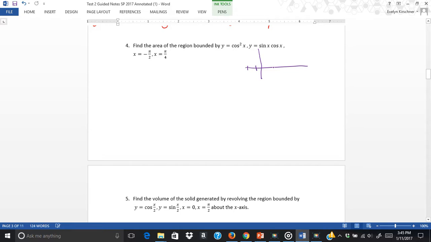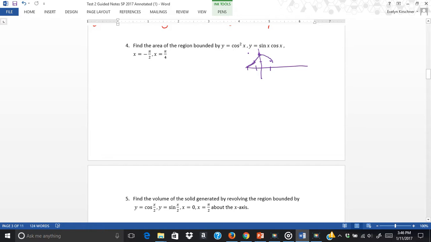Here's negative pi over 2. Here's pi over 4. If I look at cosine squared, and here's 1 and here's a half. Cosine squared at pi over 4 is 1/2. At 0, it's 1. At negative pi over 4, it's also 1/2. And then at pi over 2, it's 0. So my cosine squared looks like that.